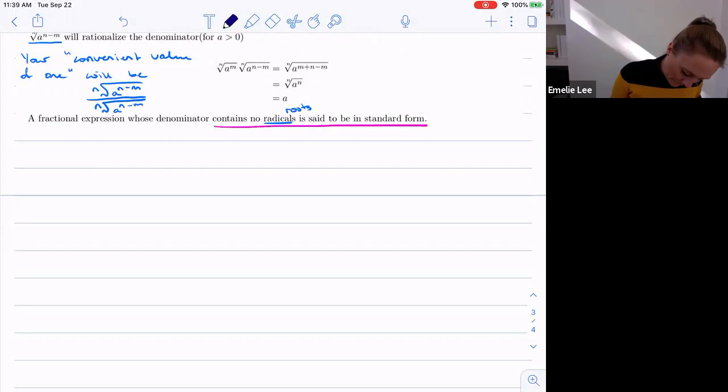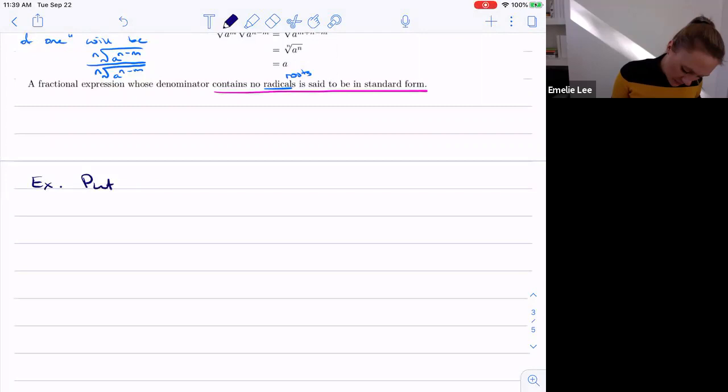Put it down here. Put a over the sixth root of b squared into standard form.